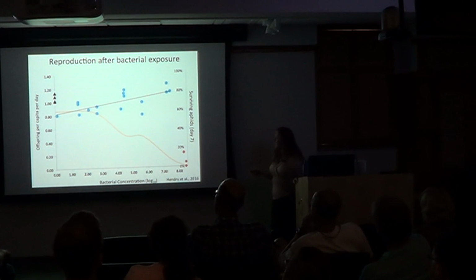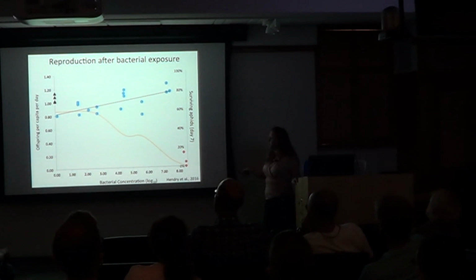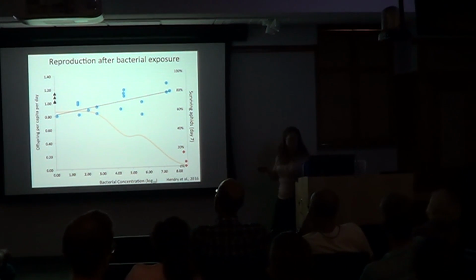And that's particularly striking when you look at the survival of the aphids at the same time. So this is the percent number of aphids that are surviving on day 7. So that's the point when all of the aphids have started reproducing. So at these high doses, there's less than 20% aphids actually surviving, but they're really reproducing at a rate that's higher than the controls.